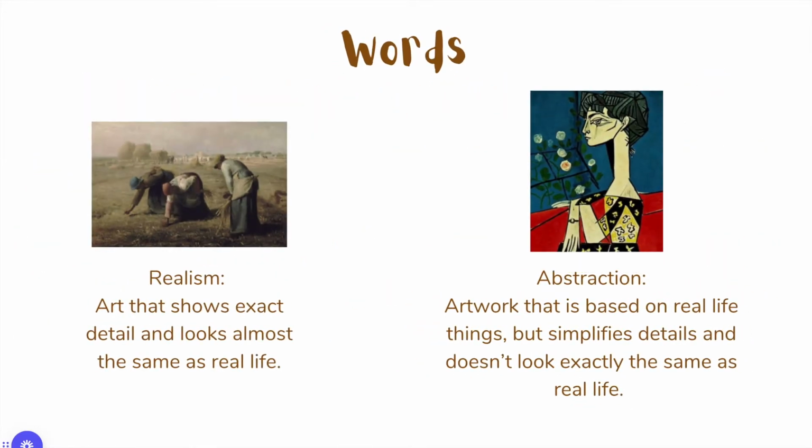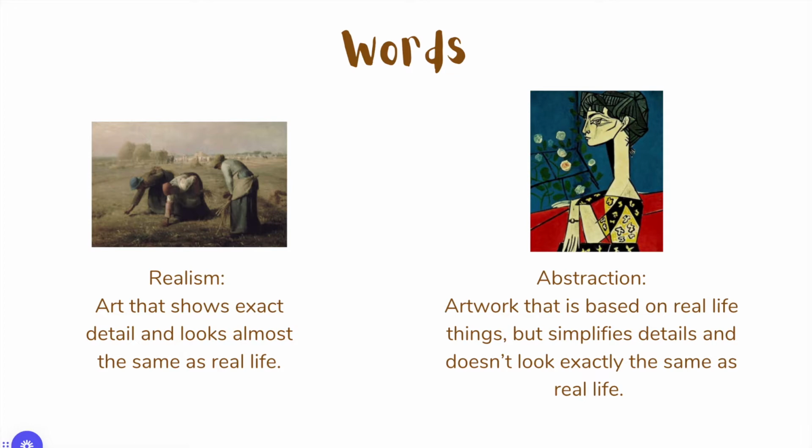So some words we need to know. We need to know realism. So realism is like the picture you see here. It's artwork that's trying to show exact detail and look almost exactly the same as real life. So kind of like a photograph.